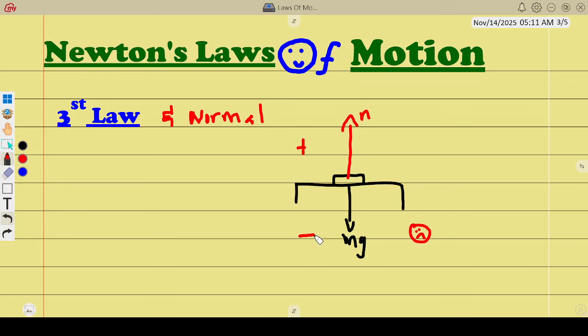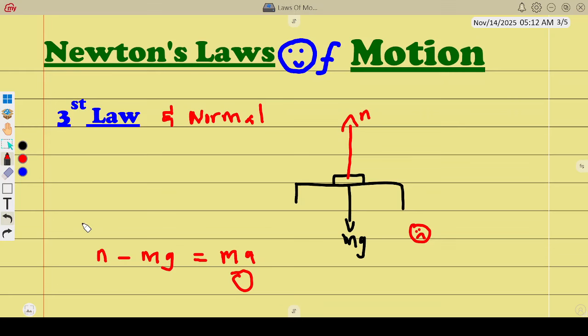If something is going down, negative. That's what we agreed. So when we add the forces, we're going to have N minus mg, because mg is going down, and then we equate it to, we can either equate it to ma or we equate it to 0. So remind yourself, when do we equate to ma and when do we equate to 0?